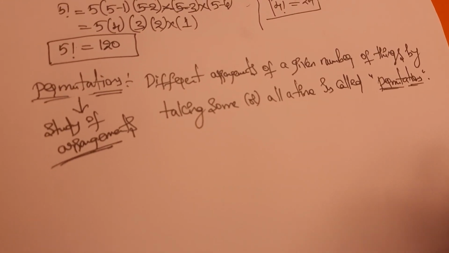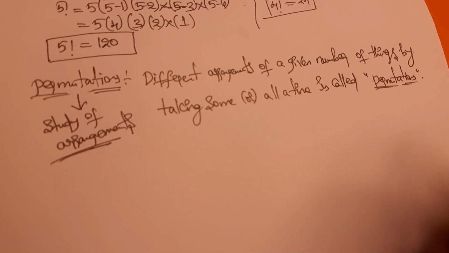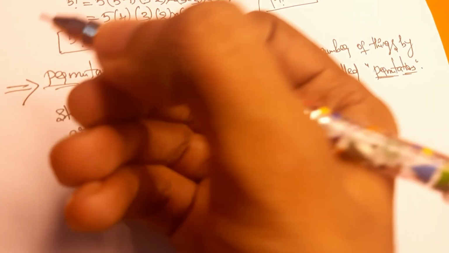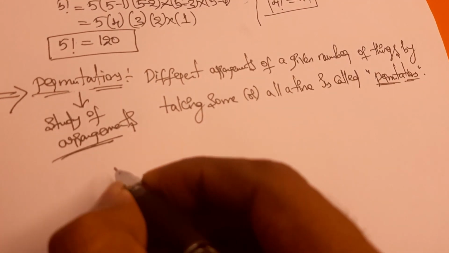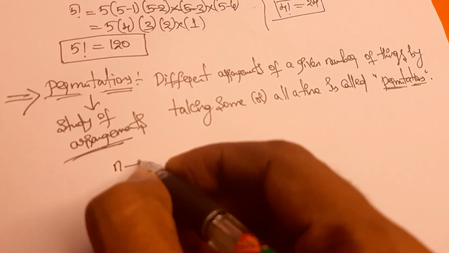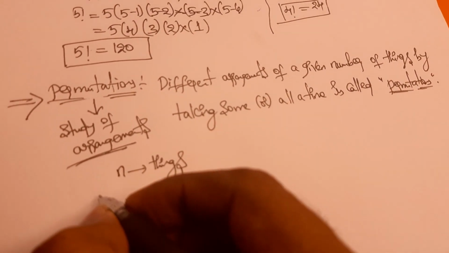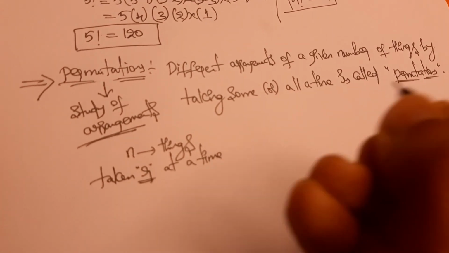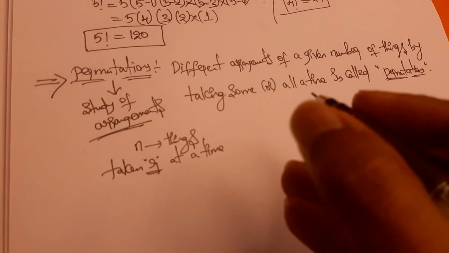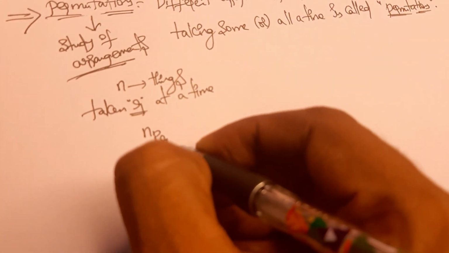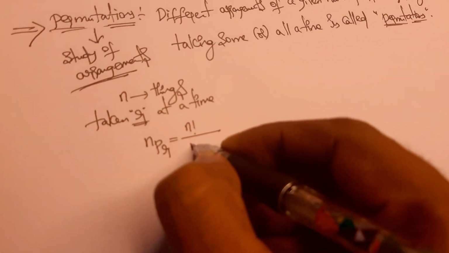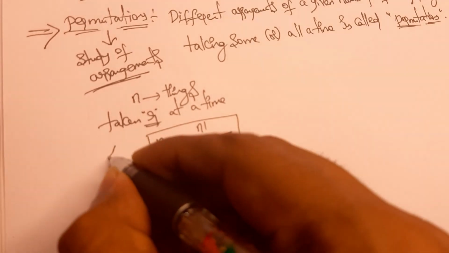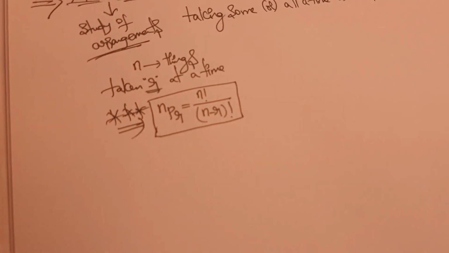Let's see the formula for permutations. The number of permutations of n things taken r at a time: nPr is equal to n factorial divided by (n minus r) whole factorial. This formula is very important as far as the permutations concept is concerned.